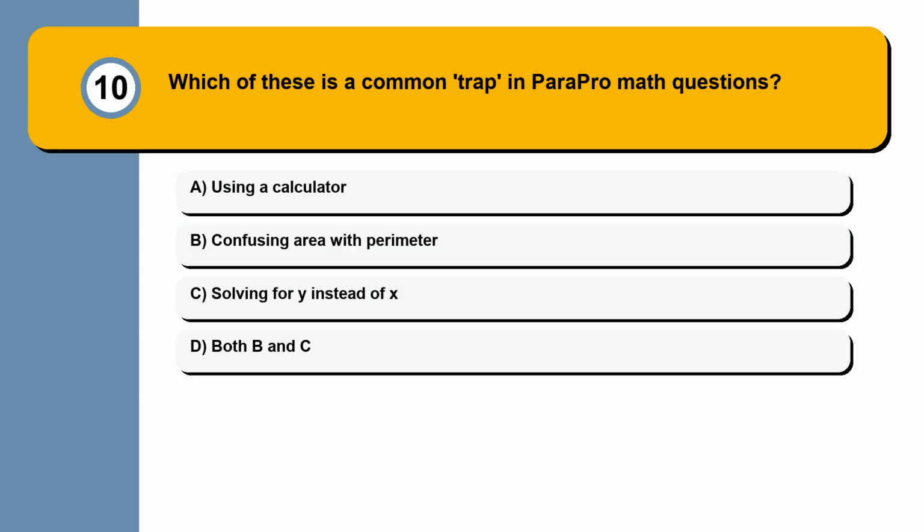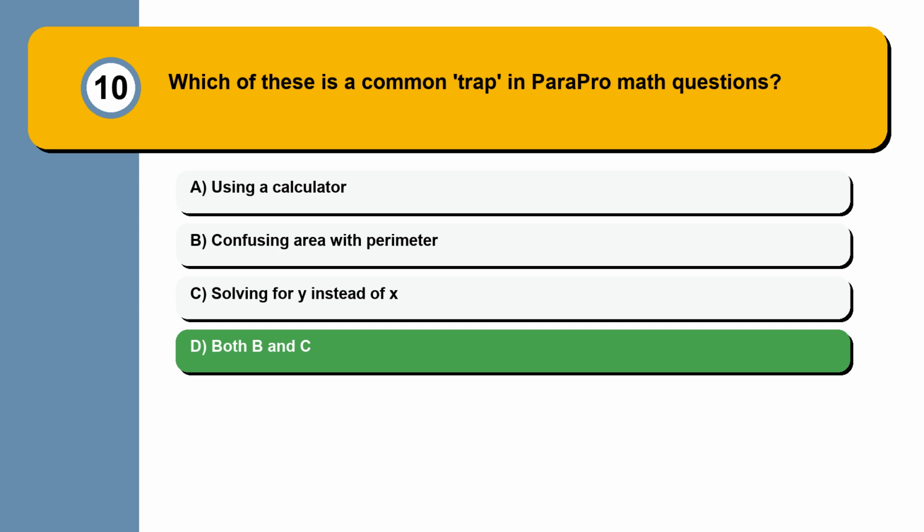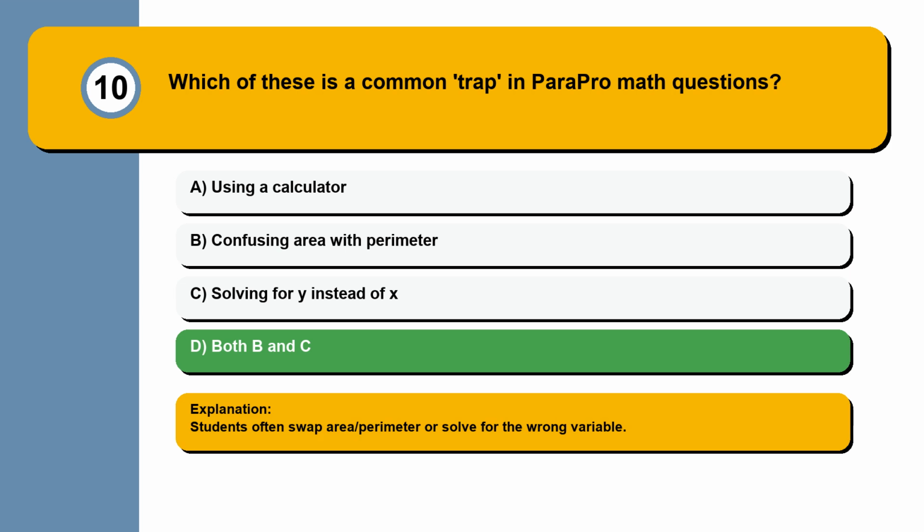Question 10. Which of these is a common trap in ParaPro math questions? Using a calculator, confusing area with perimeter, solving for y instead of x, both B and C. Students often swap area/perimeter or solve for the wrong variable.